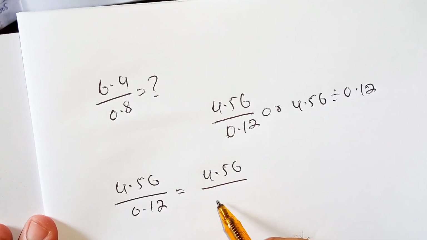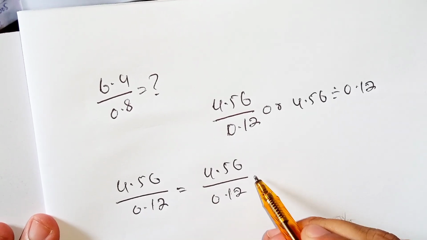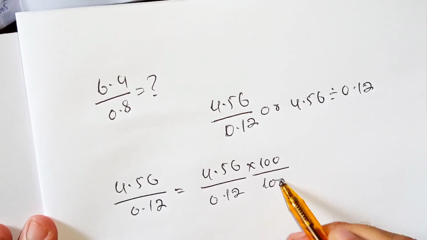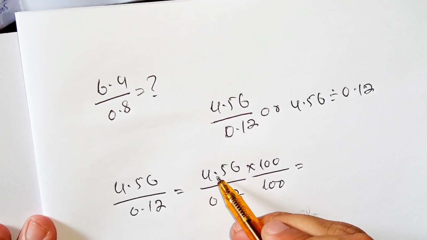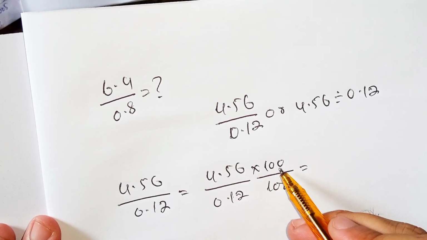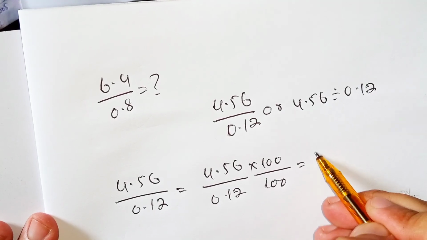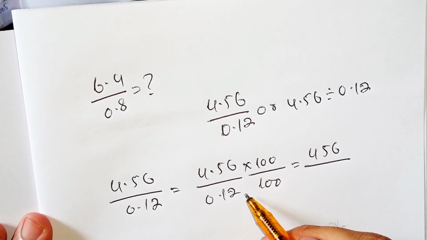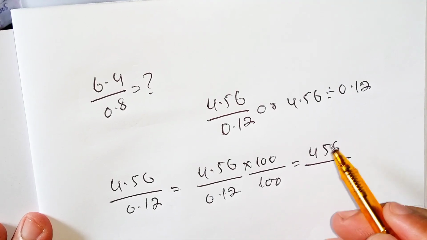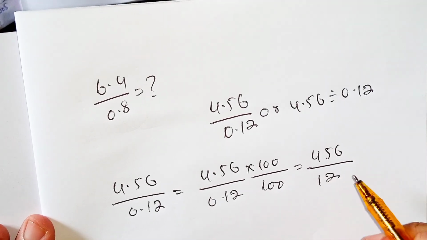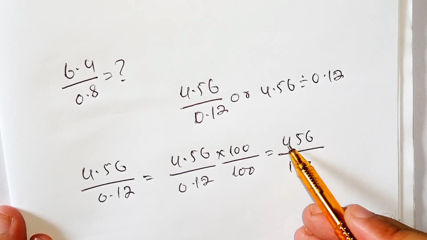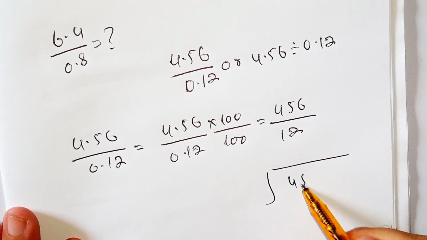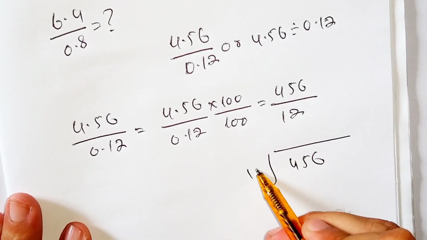4.56 divided by 0.12 multiplied by 100 divided by 100. Right, so when we multiply 4.56 by 100, we get the answer as 456, and 0.12 multiplied by 100 is equal to 12. Right, now we can easily divide 456 by 12. So 456 divided by 12.